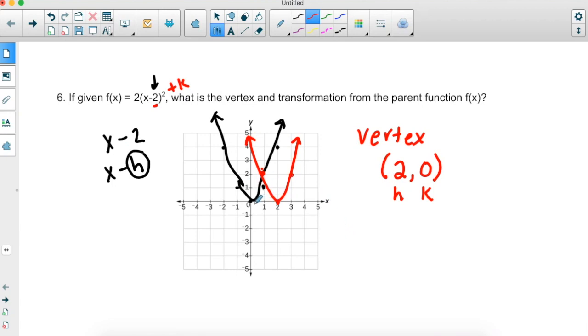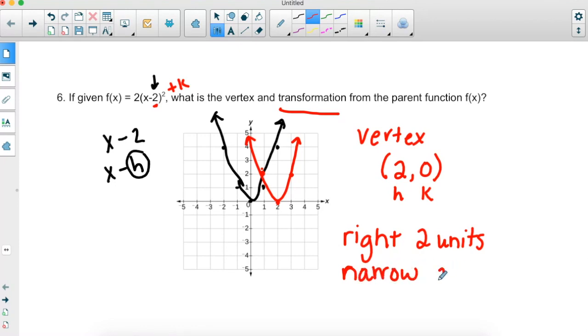So from the parent function, we could see that the transformation that the parabola did was it moved to the right 2 units. It did not move up or down. It only moved to the right 2 units. There was also a change in the parabola size. So here it got narrower. So you could say, narrow graph compared to the parent function.